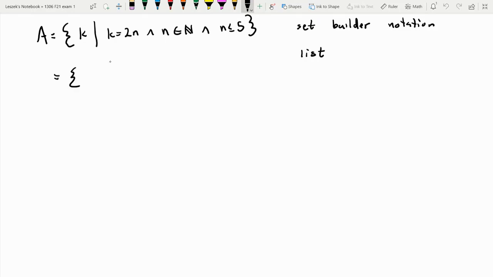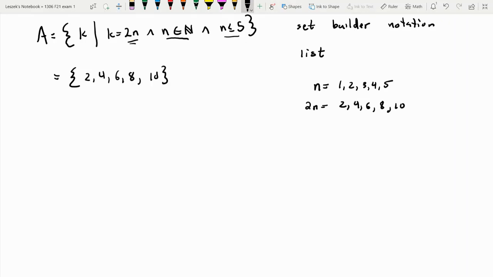Well, we're saying n is a natural number, but n is at most 5. So if you list those elements, right, it's a counting number, cannot exceed 5. And then here this says to double those. So it looks like this set consists of the numbers 2, 4, 6, 8, 10 as a list, right?